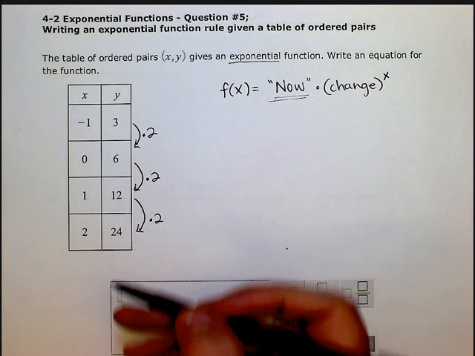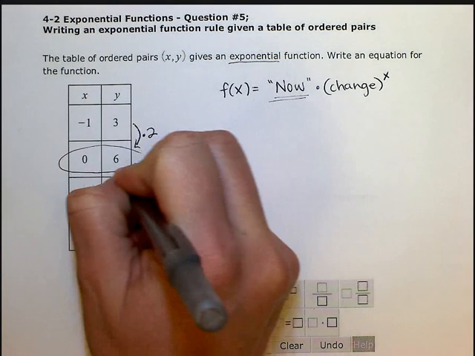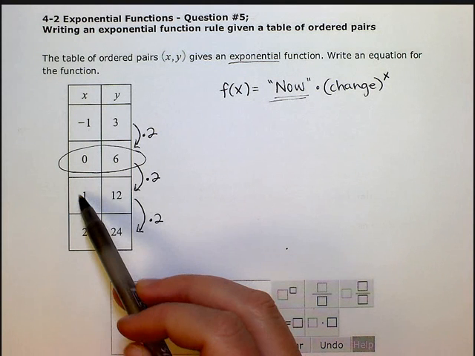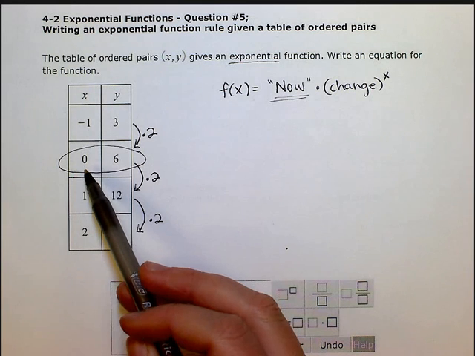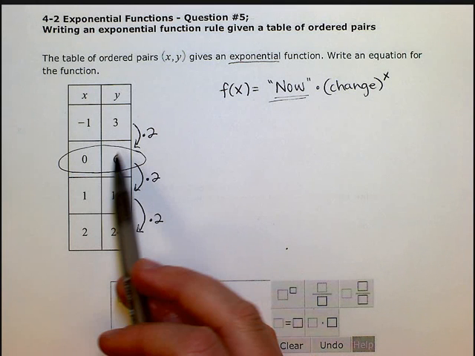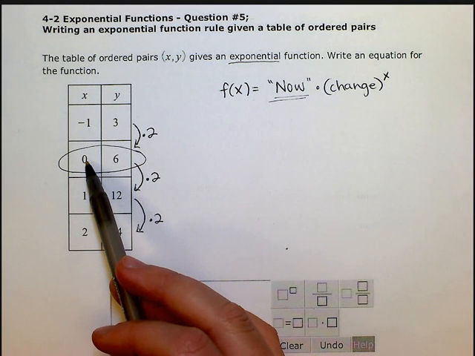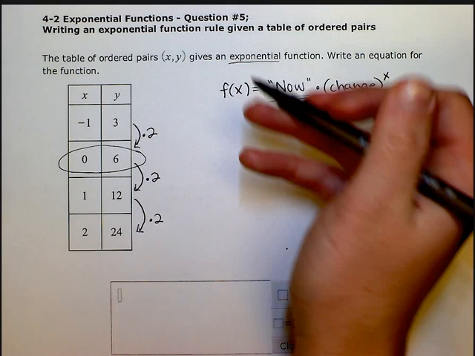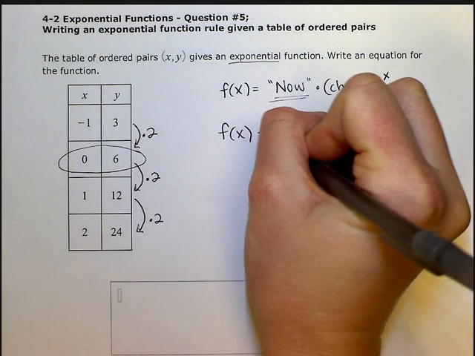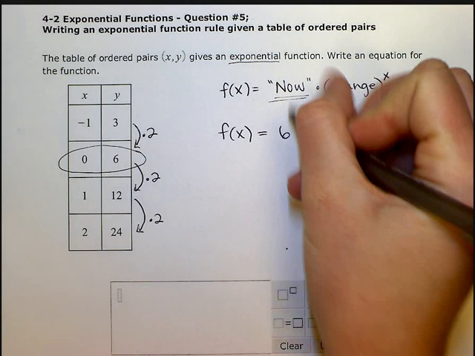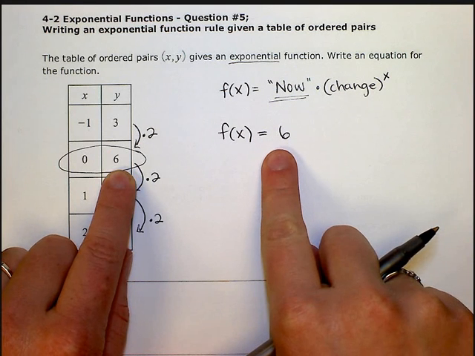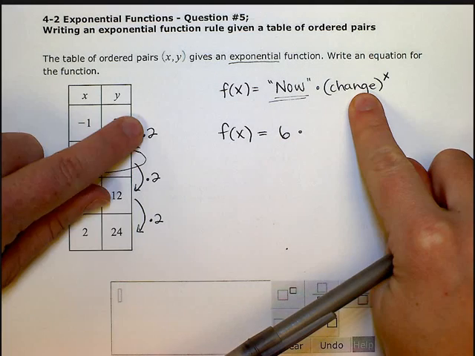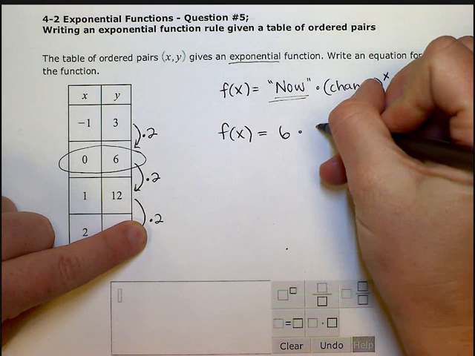So for us, that's often the 0 point now. Instead of starting with 1 like we did in sequences, now we're going to be starting with the 0 point because nothing has happened yet. At 0 time, or at 0 steps, or at 0 change, we start at 6. So we're going to have f of x equals 6 because that's where we start before any changes have happened, times that constant change, which is 2, raised to the x power.